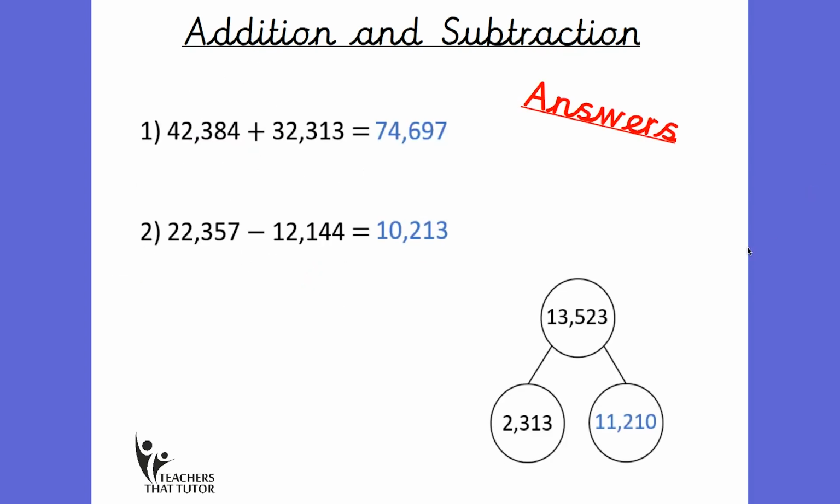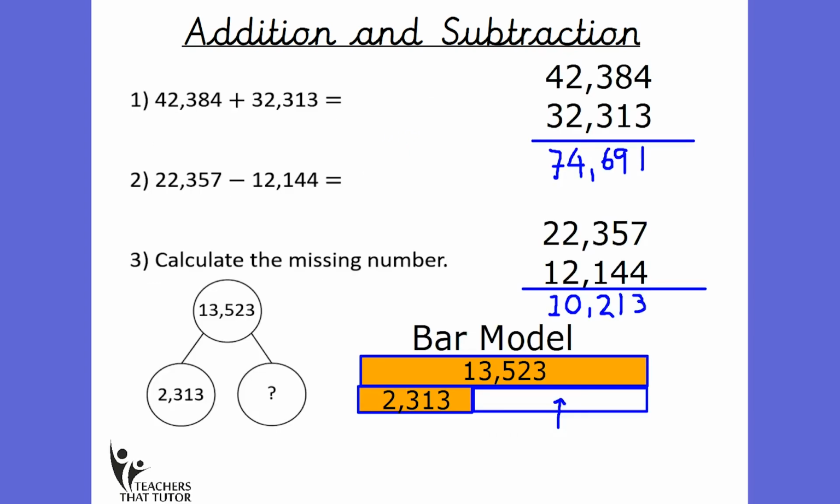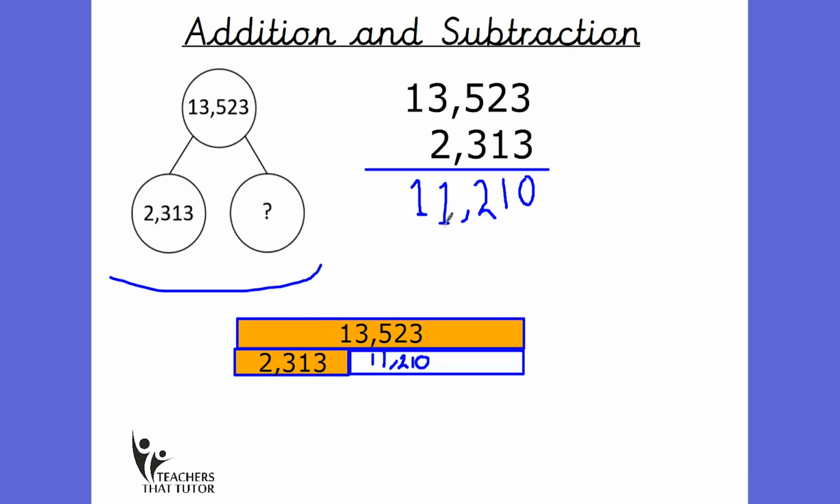So here are the answers to those questions that we've just looked at. 74,697 and 10,213, 11,210. And we can check if we got those correct. 10,213, 74,691. Can we spot a mistake that has happened in these questions? So we can look here. This one is correct, and it looks like we got this one correct as well. But where is the mistake?